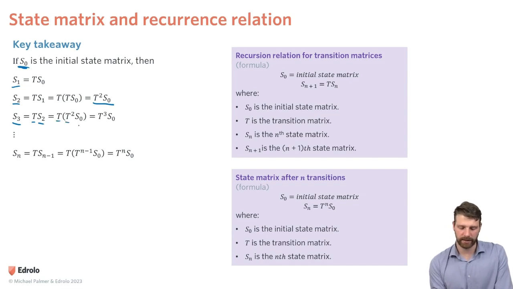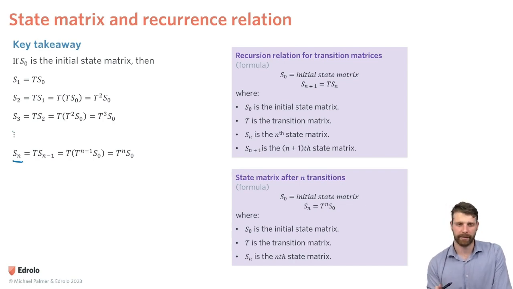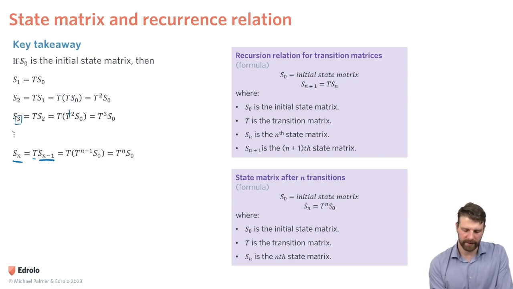So we have T times T squared times S0, which gives us T cubed times S0. If we continue that pattern, we get down to Sn, the nth state matrix, and that would be T times the one before it, S of n minus 1. Now what you do is you just look at the pattern here. It seems that this number is always one less than the one over here. And so if this is n, then this power must be n minus 1.